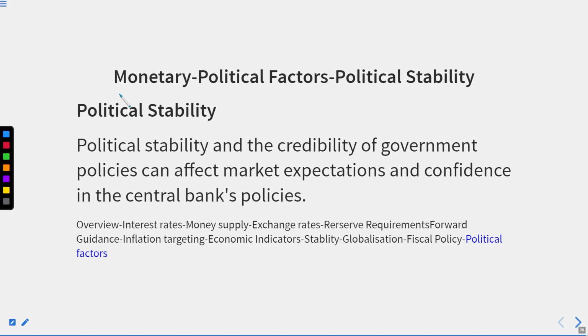Political stability. Political stability and the credibility of government policies can affect market expectations and confidence in the central bank's policies. Why? Because, as we have seen, the monetary policy of the central bank and the fiscal policy of the government are both independent of each other. So if the government changes, then the fiscal policy will be changed by the new government, and ultimately the monetary policy has to change a lot. So there will be a disbalance. That's why political stability has to be maintained, so that a stable fiscal policy will be there and then a stable monetary policy will be there.